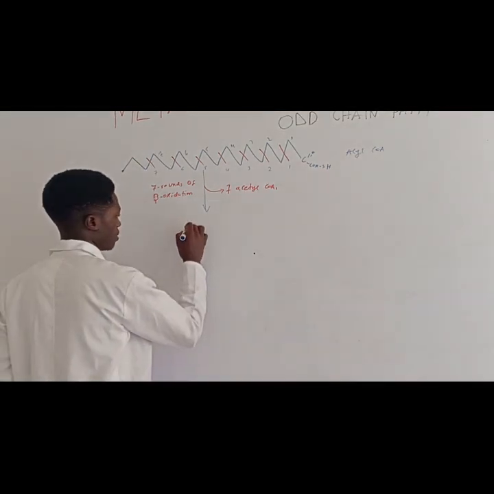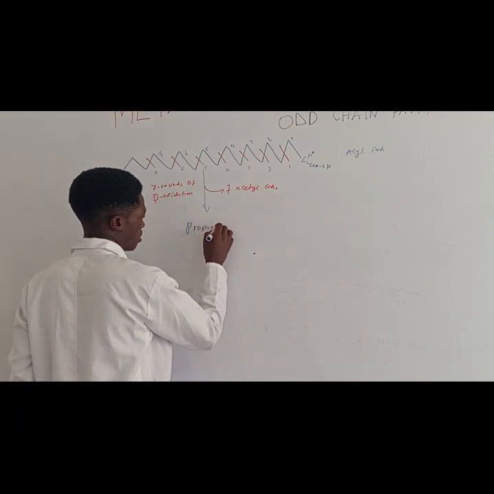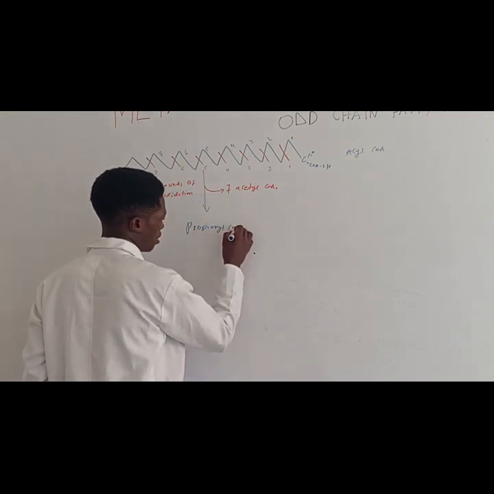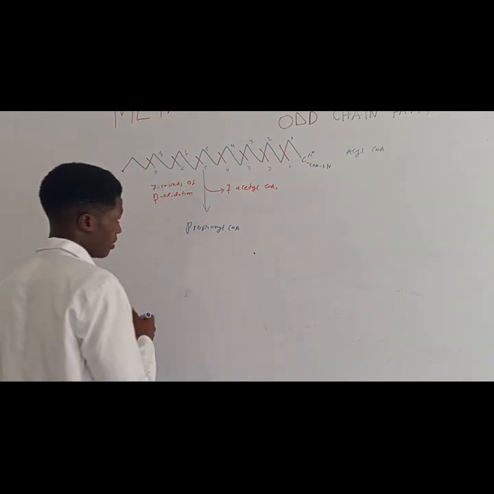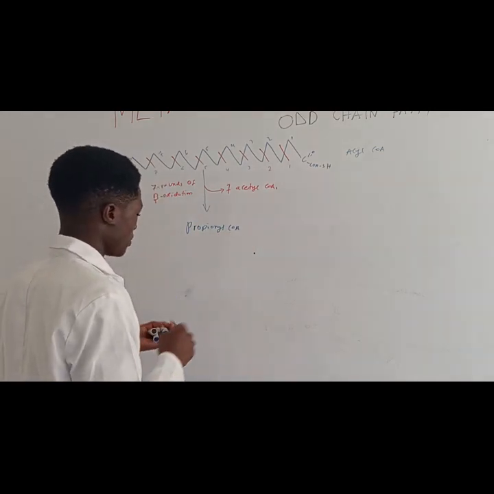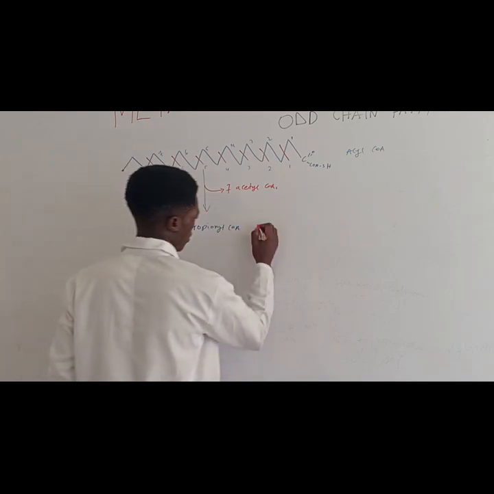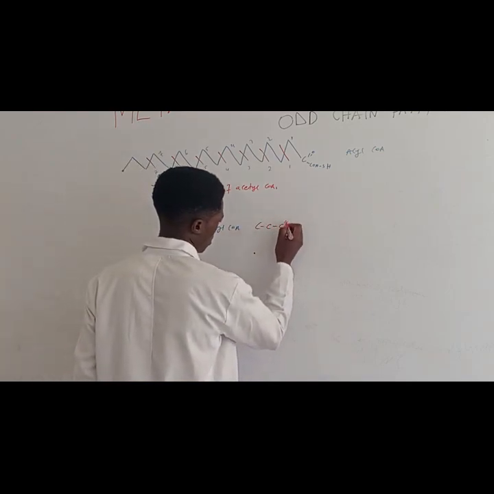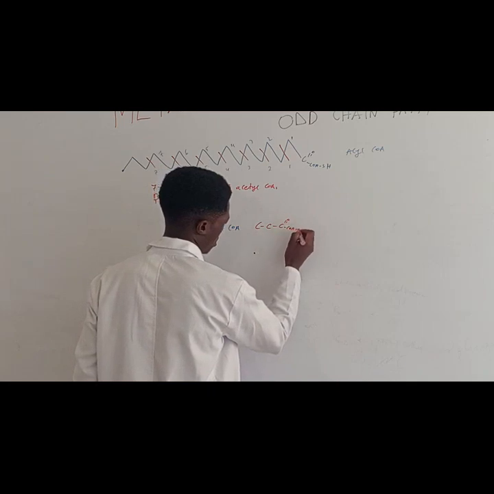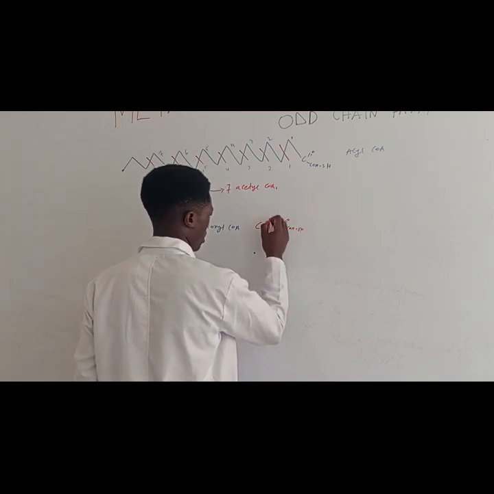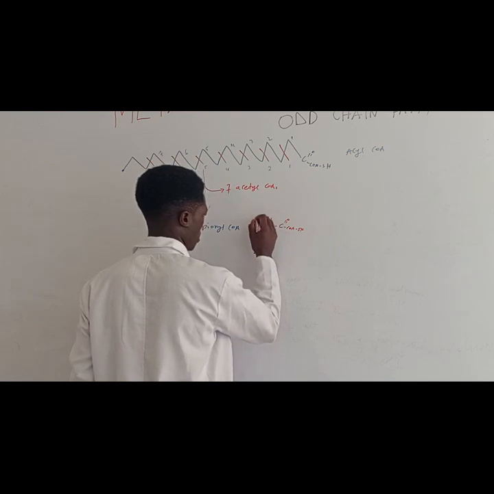So, propionyl-CoA. Propionyl-CoA, the structure is here. We have a C. Then now, this is bonded to hydrogen atoms.